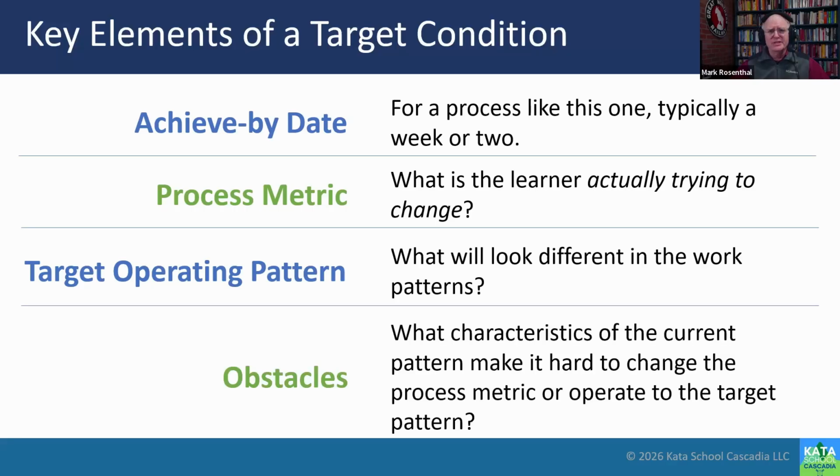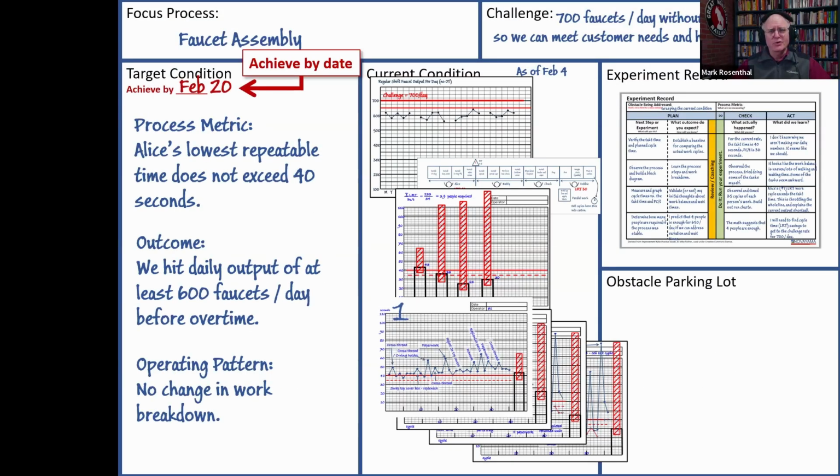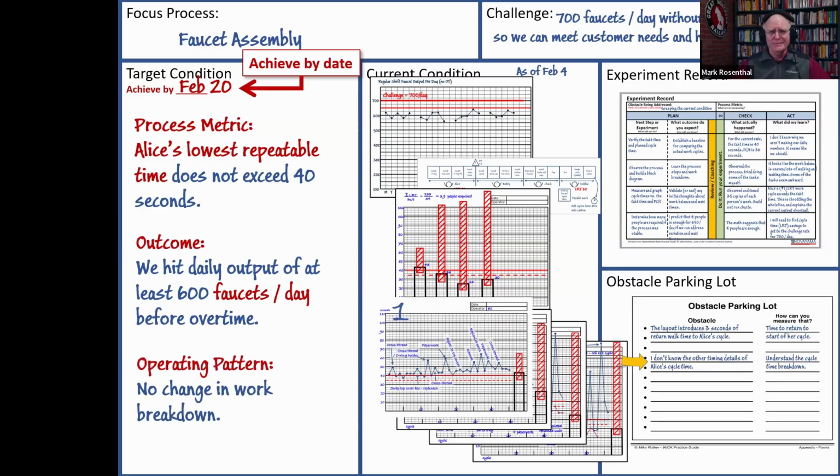And then the obstacles themselves, and I'm going to go into a little bit of background about what good obstacles are, and then we can close out the presentation, really is what are the things in the current operating pattern that make it hard to change that process metric or make it hard to operate to the new pattern? What gets in your way? So achieve by date goes on the storyboard right here. There's our process metric, which was Alice's lowest repeatable time. Our outcome metric was faucets per day. And in this case, we weren't changing the operating pattern. And now I want to go a little bit into that obstacle parking lot.